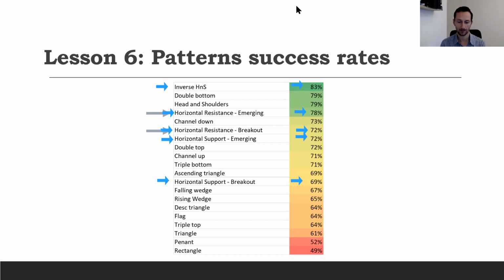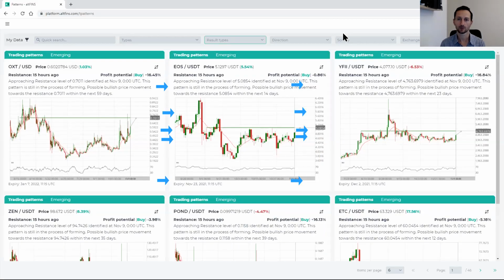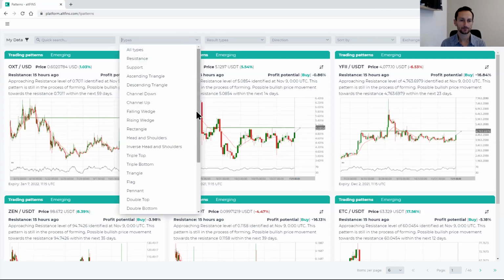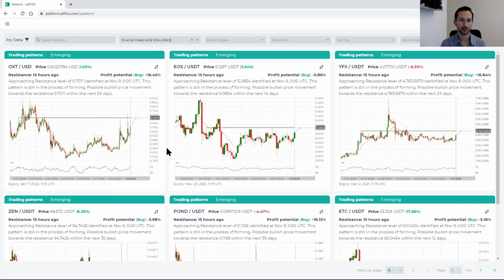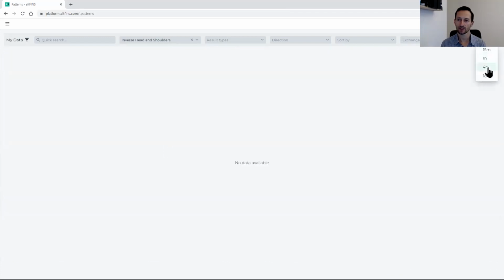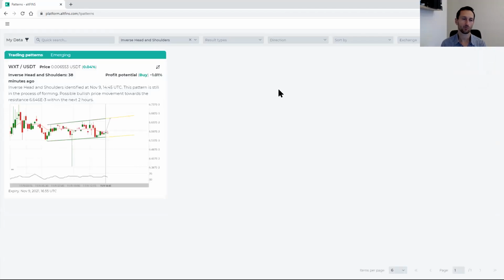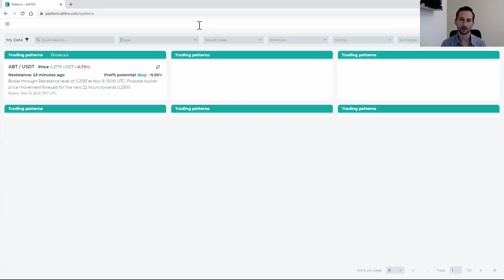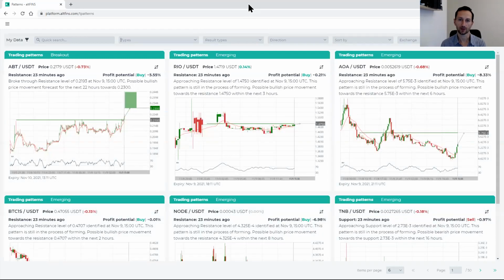We can see if there are any inverse head and shoulders patterns right now. So let's look at types. Inverse head and shoulders. Nothing on a daily that was identified. On the 4 hour, nothing. On the 1 hour, nothing. 15 minutes, one. Okay. Yesterday, I saw a few on the 1 hour and the 4 hour, but not today. So these are rare, but when you find them, they are great opportunities because they have very high success rates, but there's not going to be a lot of trades like that.